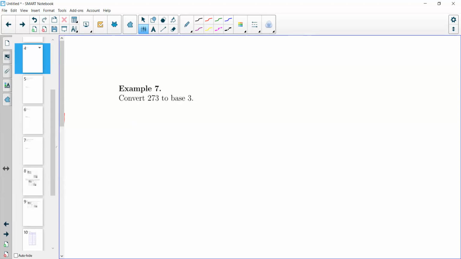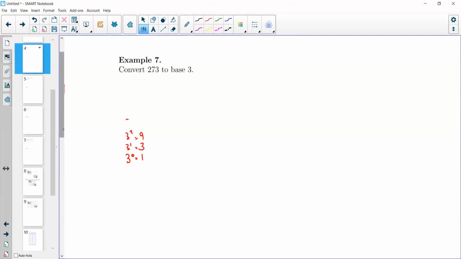And now we're going to look at base 3. Gonna mix it up a little bit. So we have 3 to the 0, which is 1. 3 to the first, which is 3. 3 to the second, which is 9. 3 to the third, which is 27. 3 to the fourth is 81. What's 3 to the fifth? 81 times 3 is 243.